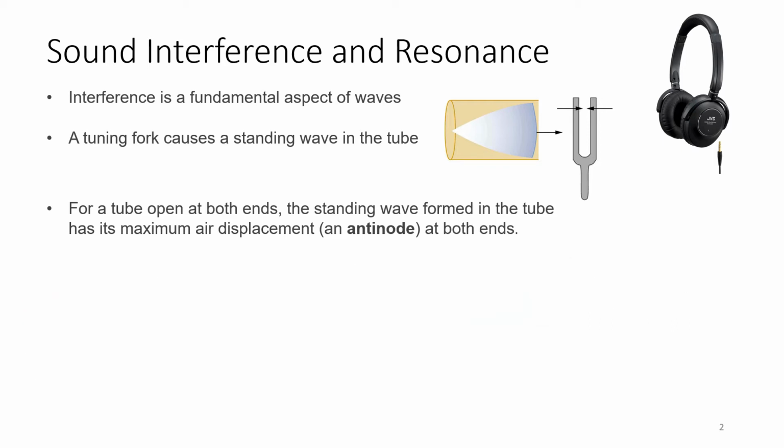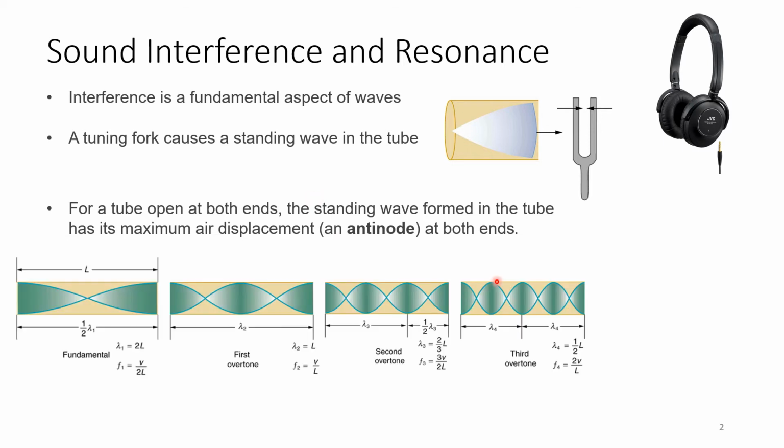Another type of tube is one that is open at both ends. The air column in tubes open at both ends has the maximum air displacement at both ends, as shown in the picture here.